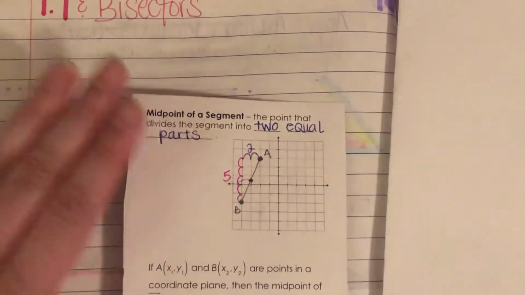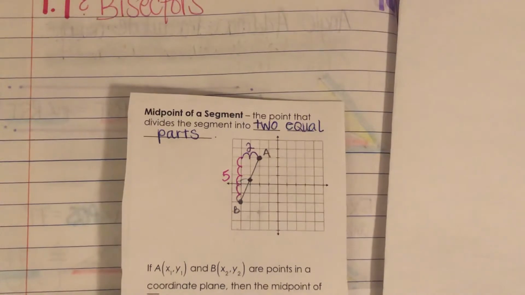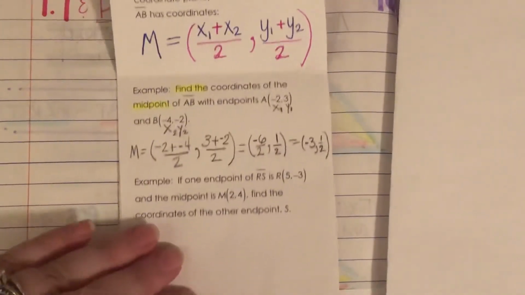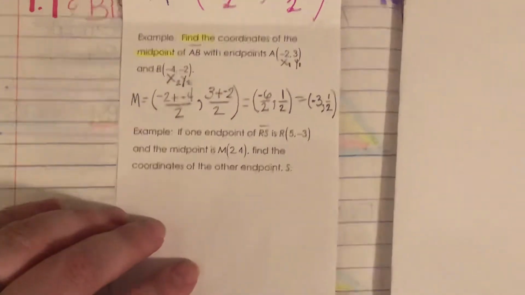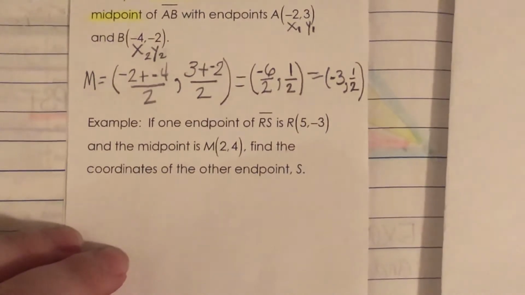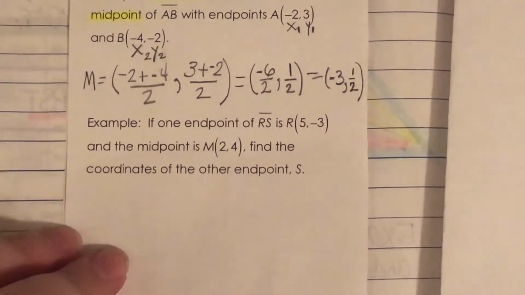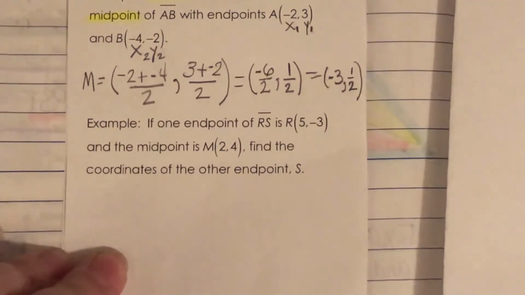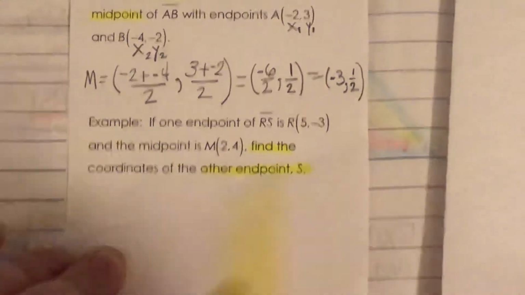It works that way if you happen to have graph paper available to you, okay? All right, the other way that I could ask you is by saying one endpoint of segment RS is at the point R(5, -3), and the midpoint is M(2, 4). Find the coordinates of the other endpoint S.